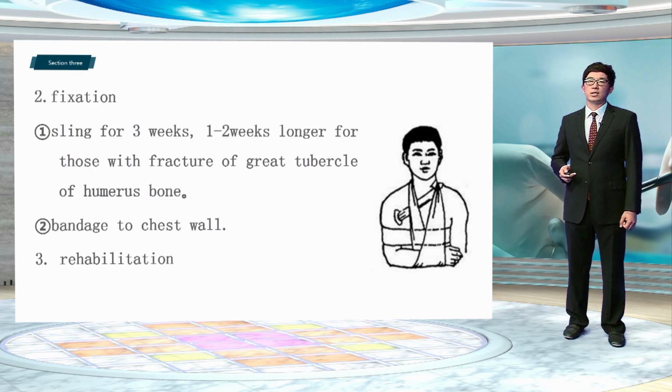For the fixation, we can use a sling for 3 weeks, 1 to 2 weeks longer for those with fracture of the greater tubercle of the humerus. And we use a bandage to the chest wall. The third is the rehabilitation.